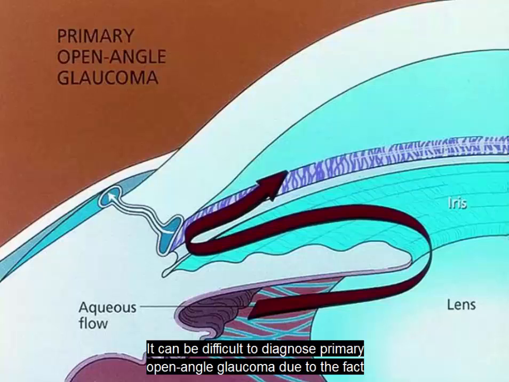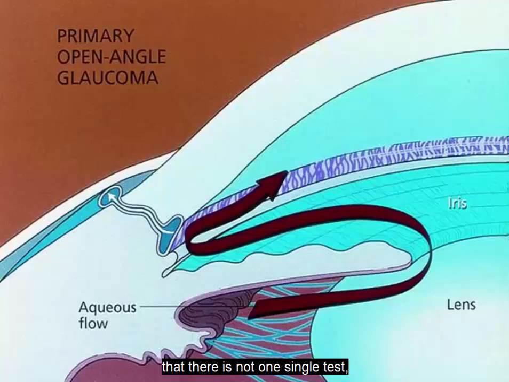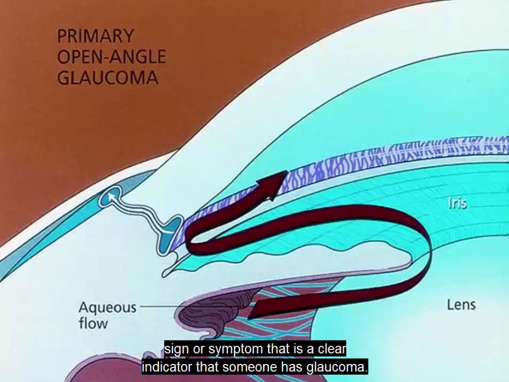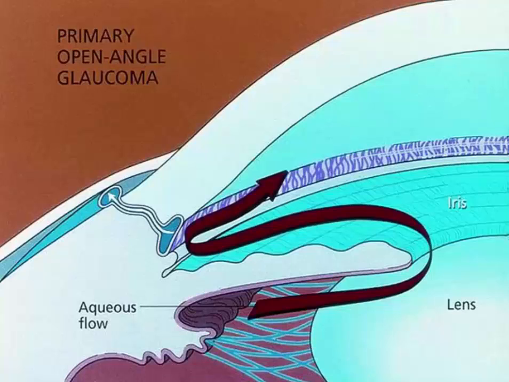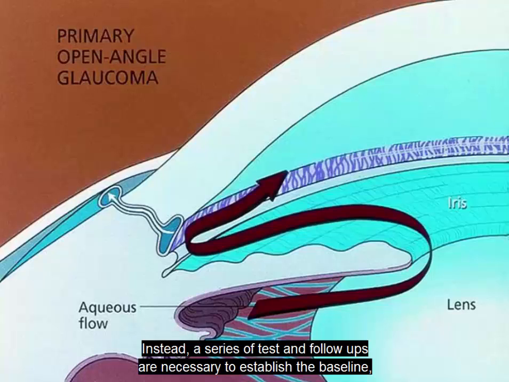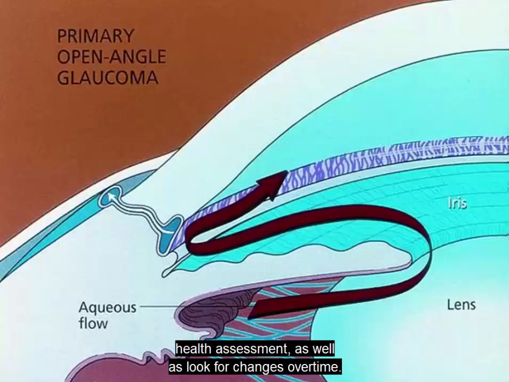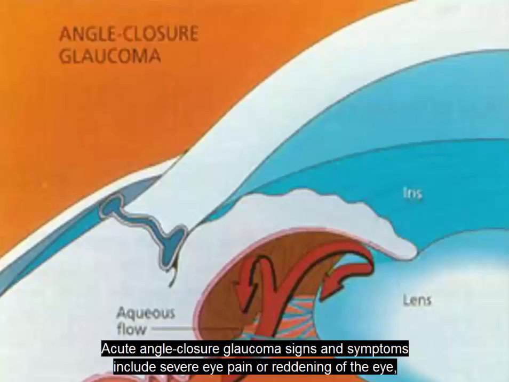It can be difficult to diagnose primary open-angle glaucoma because there is not one single test, sign, or symptom that is a clear indicator that someone has glaucoma. Instead, a series of tests and follow-ups are necessary to establish the baseline health assessment as well as look for changes over time.